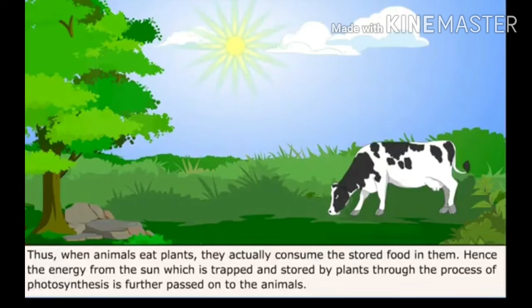Thus, when animals eat plants, they actually consume the stored food in them. Hence, the energy from the sun, which is trapped and stored by plants through the process of photosynthesis, is further passed on to the animals.